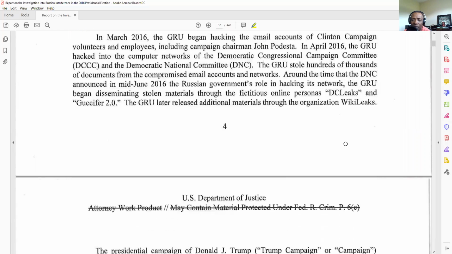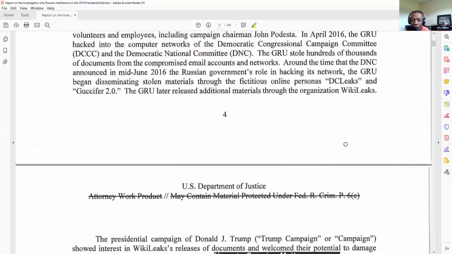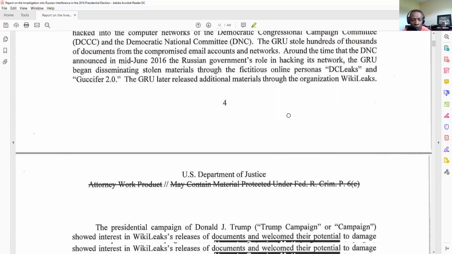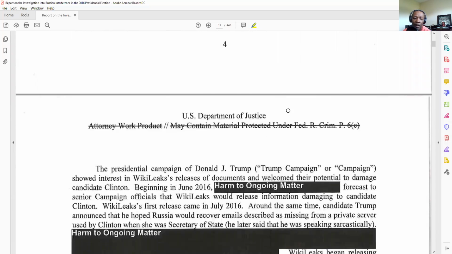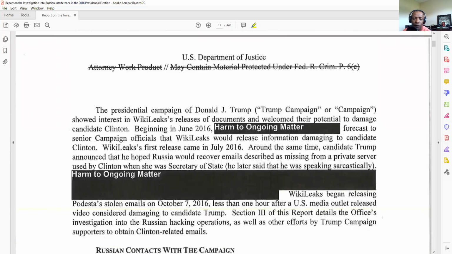Around the time that the DNC announced in mid-June of 2016 the Russian government's role in hacking its networks, the GRU began disseminating stolen materials through the fictitious online personas, "DC Leaks" and "Guccifer 2.0." The GRU later released additional materials through the organization WikiLeaks.